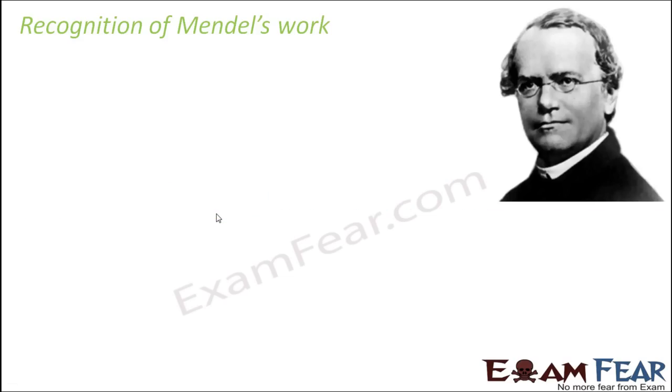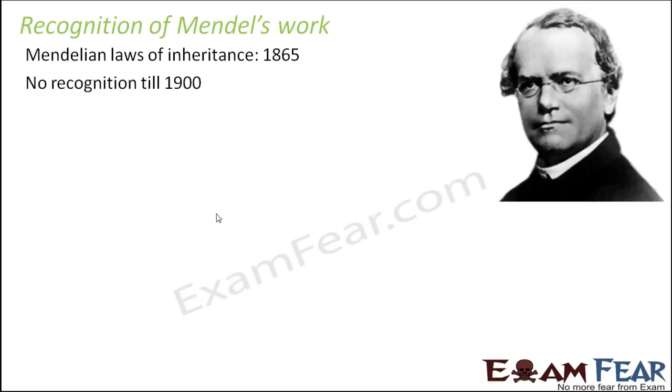However, it is an unfortunate part that even though Mendel spent 7 years experimenting with pea plants, and came up with some of the very basic rules of inheritance, Mendel's work was not recognized for quite a long time. There were quite a few reasons behind that. Mendelian laws of inheritance were published somewhere around 1865. During that time, Mendel proposed his laws, but he did not get any recognition almost till 1900.